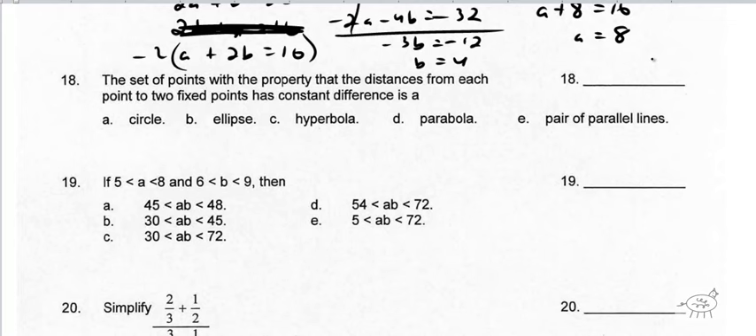But it says the set of points with the property that the distances from each point to two fixed points has a constant difference. It's actually a hyperbola. Look it up on the web a little bit if you want, there are some good pictures out there, but just know your properties.